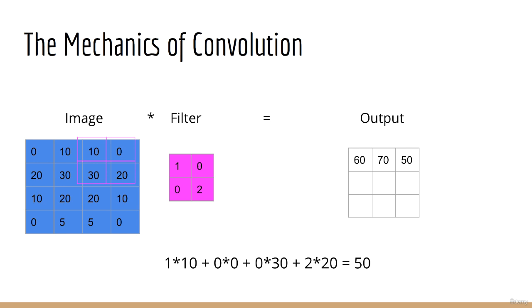Now let's move the filter over one more space to the right and do the same operation again. We get 1 times 10 plus 0 times 0 plus 0 times 30 plus 2 times 20, and that's 50. This gives us our third output, which goes to the right of the first two outputs.